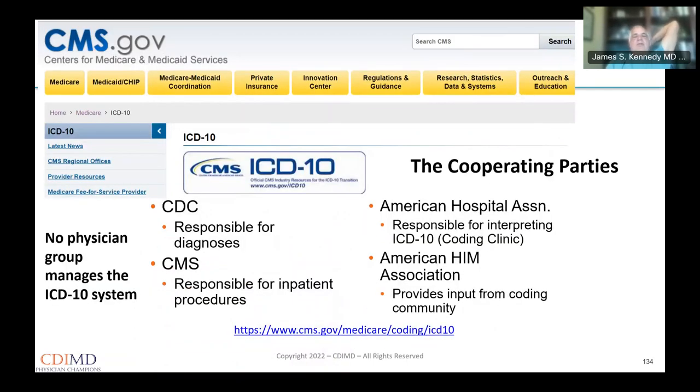So why do we have to deal with what we're dealing with? Notice that the coding system that we just described is run by four entities: the CDC, the CMS, Medicare, the American Hospital Association, and the American Health Information Management Association. Who's not on the list? Doctors. So the rules were made by non-physicians, which of course are extremely non-friendly to physicians.